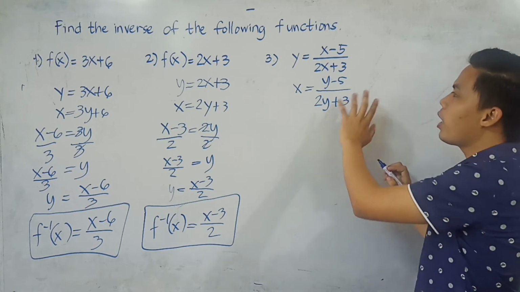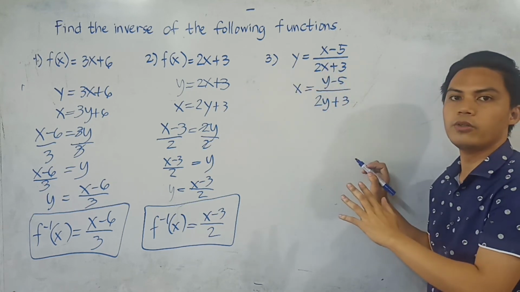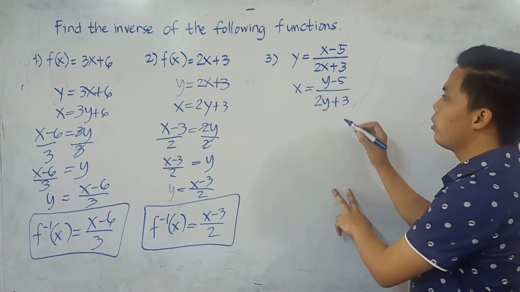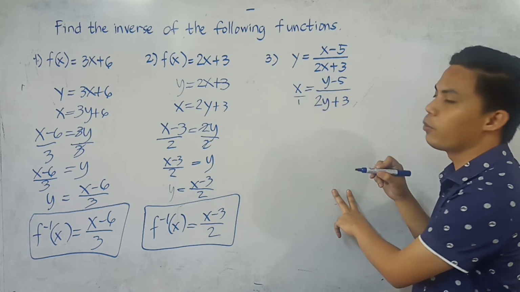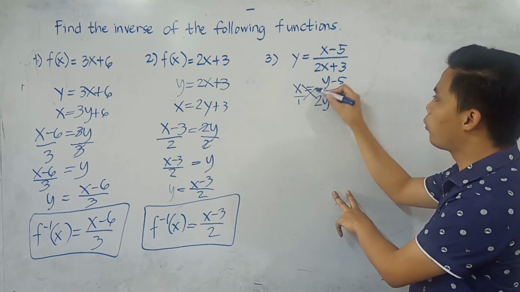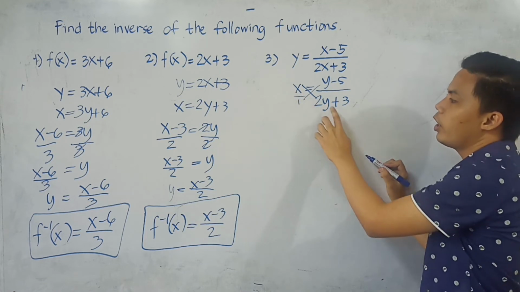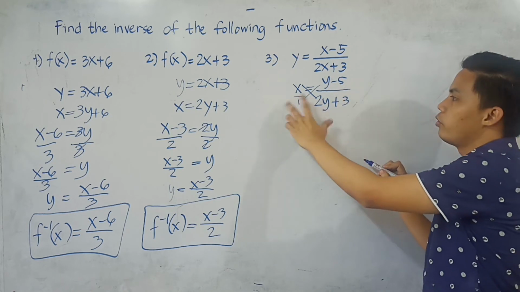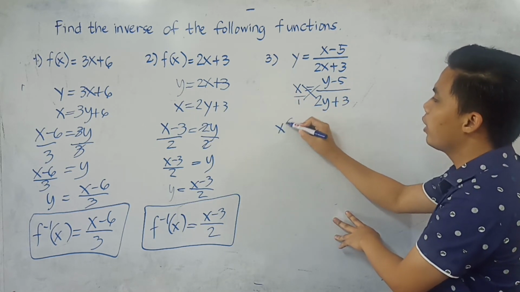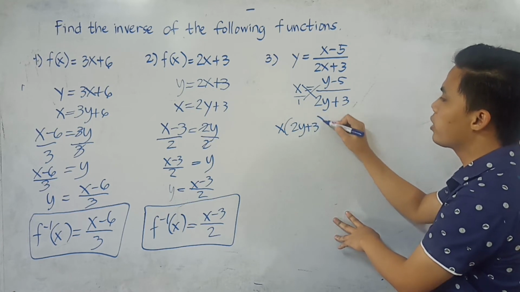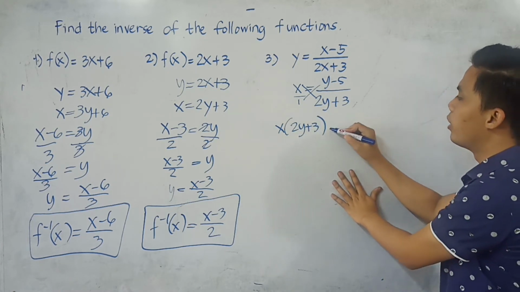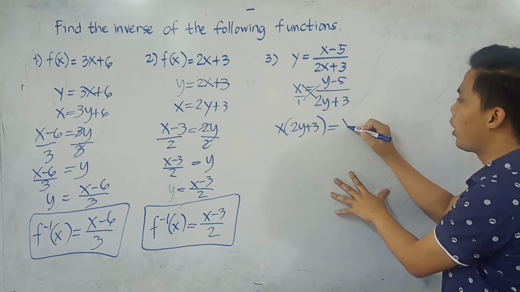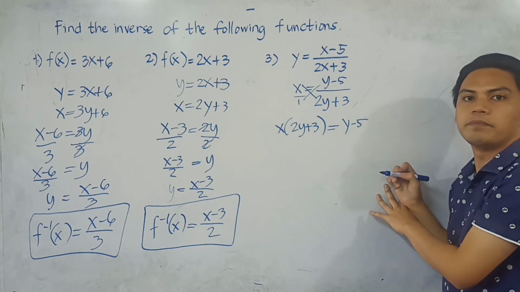Okay, so pag maka-encounter tayo ng problem na ganito, the first thing that we're going to do is to cross multiply. Okay? So automatic yung x may denominator na 1. Tama? So we're going to perform cross multiplication. Ibig sabihin itong x, i-multiply natin sa denominator at ang 1 i-multiply natin dito sa numerator. So dito muna tayo. That would become x times 2y plus 3. Okay? Then equals, ito naman sila na magkapares. 1 times y minus 5, that is y minus 5.